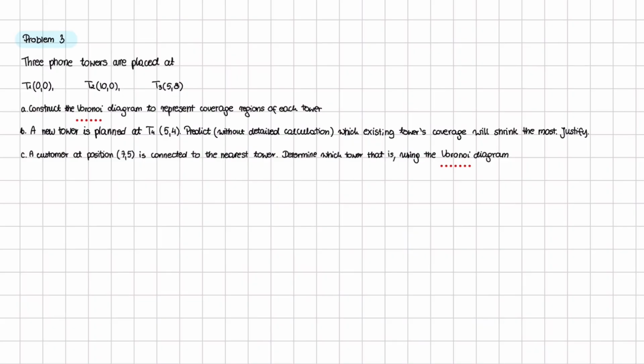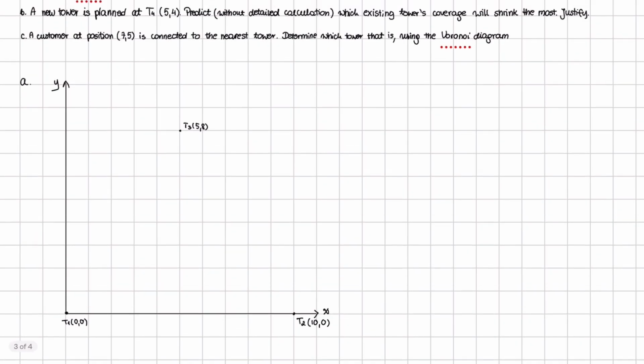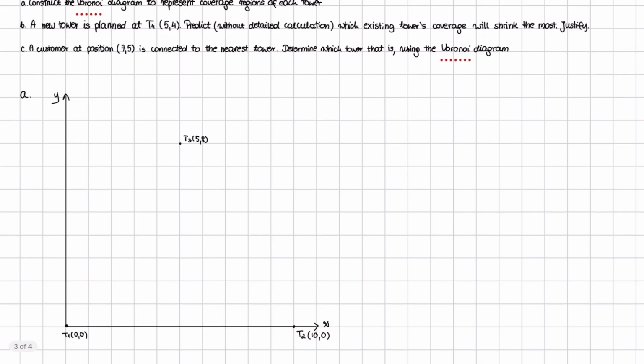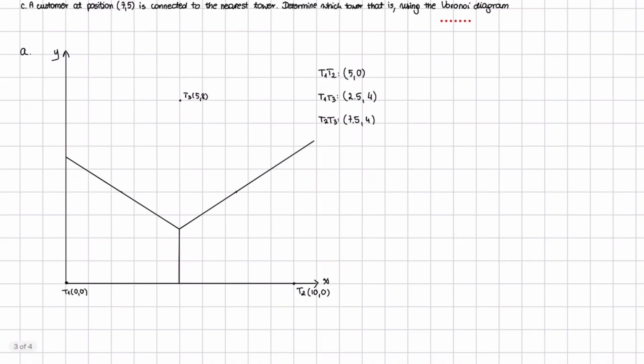Problem 3. 3 phone towers are placed at T1, T2, and T3. A. Construct the Voronoi diagram to represent coverage regions of each tower. So, as in previous problems, firstly we have to plot these phone towers. So these are our points plotted, and now we have to calculate midpoints. So our graph more or less looks like this.